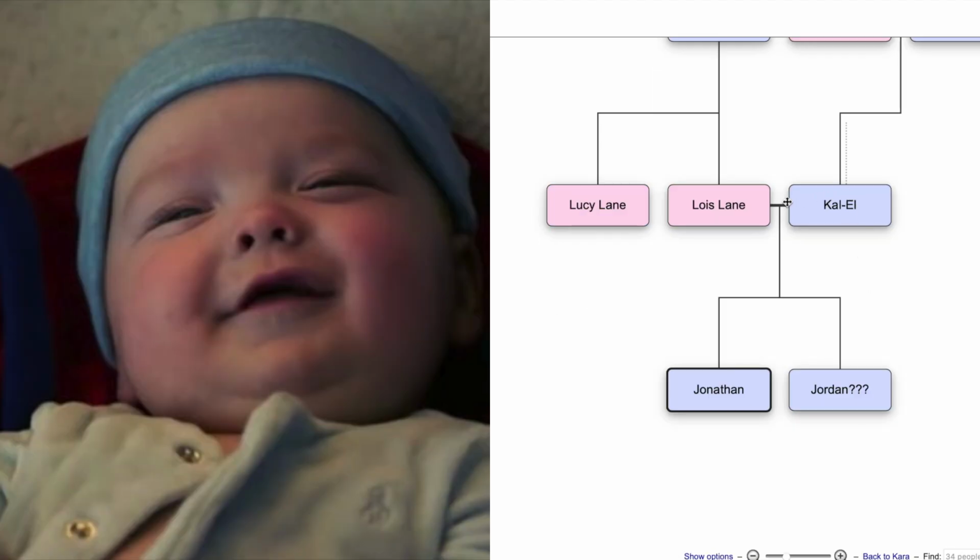Anyway, so we know for a fact that it's canon in the Supergirl show, Supergirl CW, Earth-38, or Earth-Prime now, I guess, that Lois and Cal have a baby named Jonathan. He is seen for the first time in the Crisis on Infinite Earths crossover.